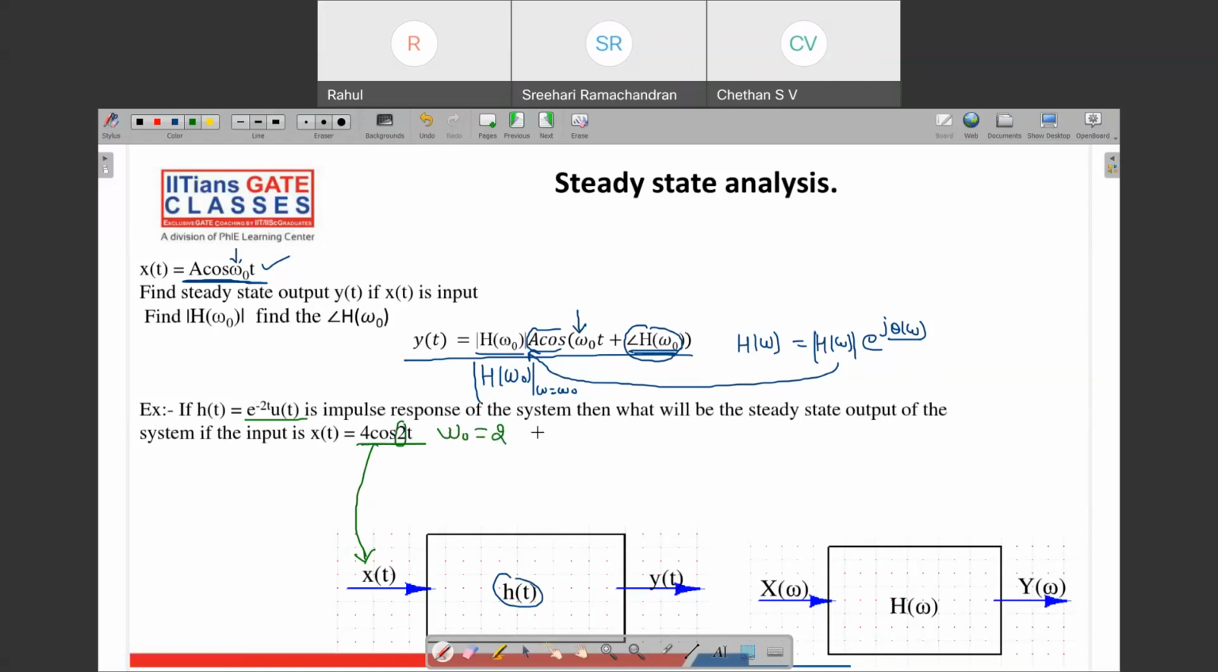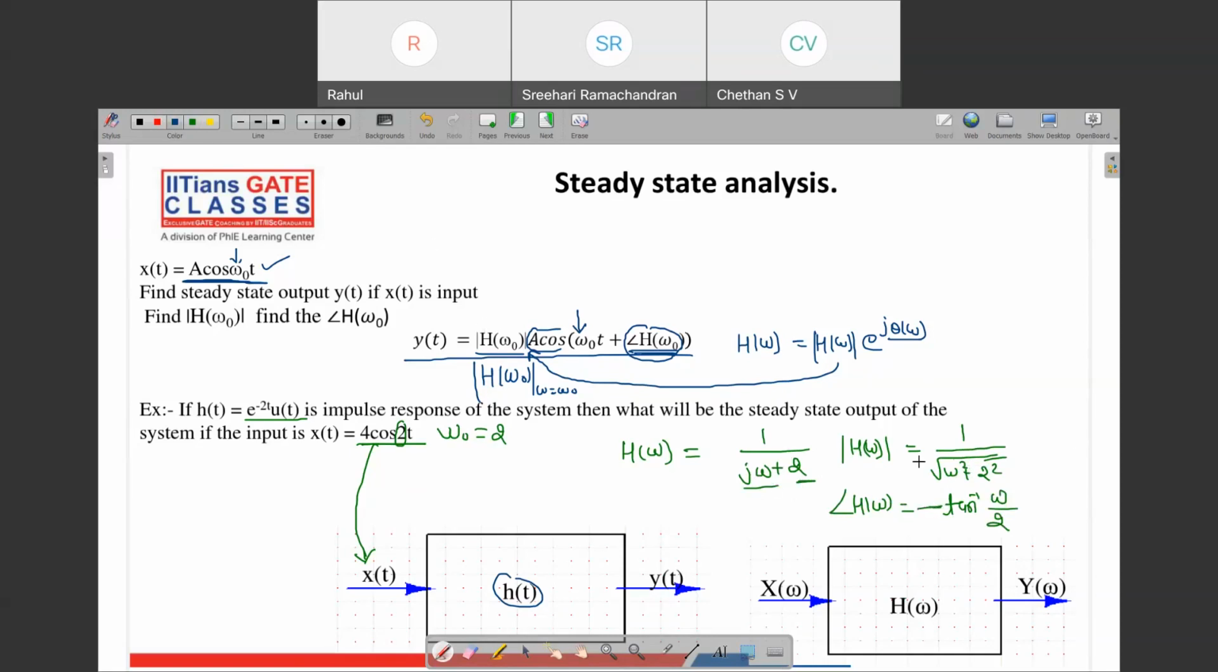Now this is the h(t). We need to first calculate the h of omega. So we know that the Fourier transform of this signal will be 1 by j omega plus 2. Okay. So this is the h of omega. Now we need to find out what will be the mod of h of omega. So the mod of h of omega will be 1 by root omega square plus 2 square, and angle of h of omega will be given as minus tan inverse omega by 2. Imaginary term divided by real term, and we are putting minus sign because it is in the denominator.